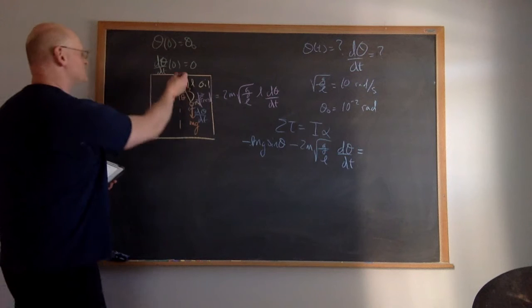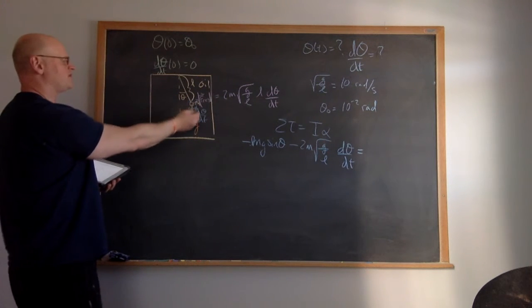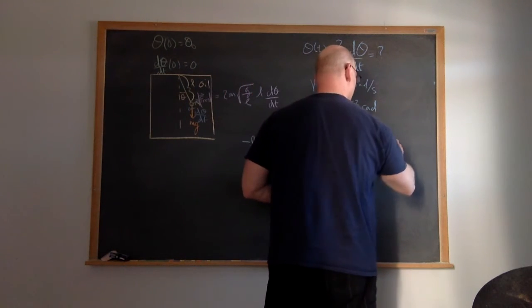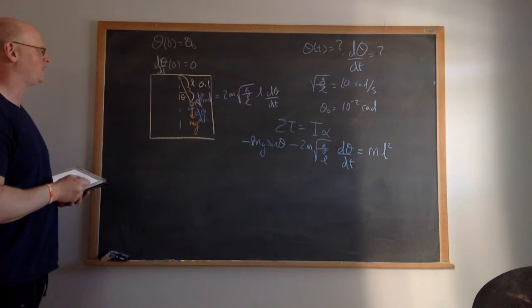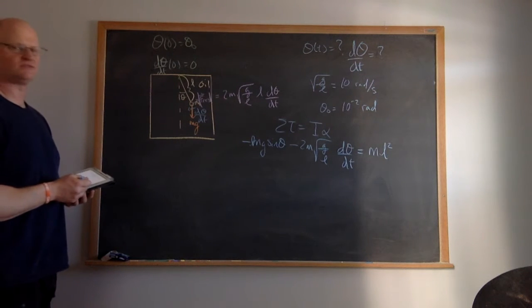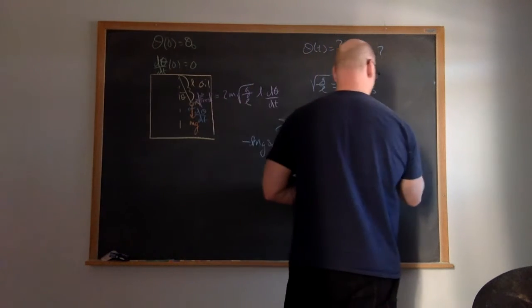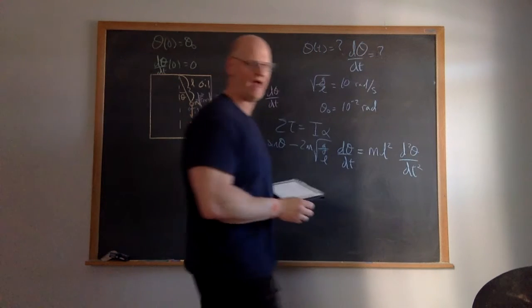Now, since this is a massless string, that means it has no moment of inertia. The only thing that has moment of inertia is the bob, which is a point mass. Its moment of inertia is simply the mass times the radius it is away from the origin squared, which in this case is just the length of the string, times the angular acceleration, which is the second time rate of change of the angular position.